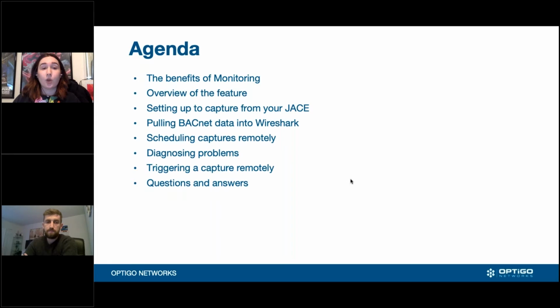We're going to go into an overview of the feature, what this all is, and dig into how you can set up to capture from your JACE controller. We'll show pulling BACnet data into Wireshark, and we'll also show you how you can capture remotely and schedule captures. We'll also diagnose some problems real quick and then trigger a capture remotely as well to show you how you can do that. And of course, there will be time for questions and answers.